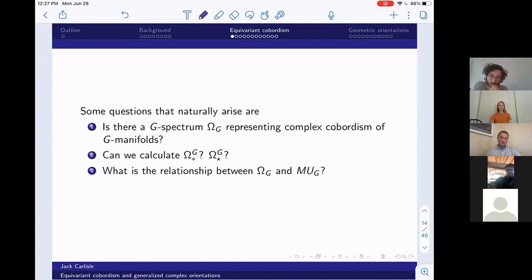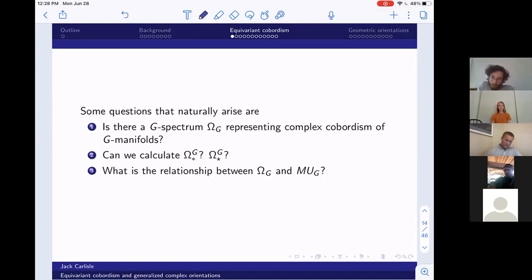This is a natural question to ask. If we have some G equivariant cohomology theory, well, if we can't even understand the cohomology of a point, we don't really understand that cohomology theory very well at all. Finally, if we can find some spectrum omega G which represents cobordism of G manifolds, it would behoove us to understand the relationship between omega G and the stable cobordism spectrum MUG.